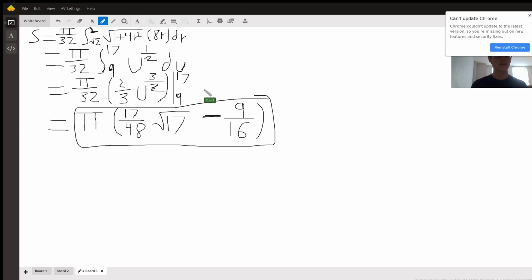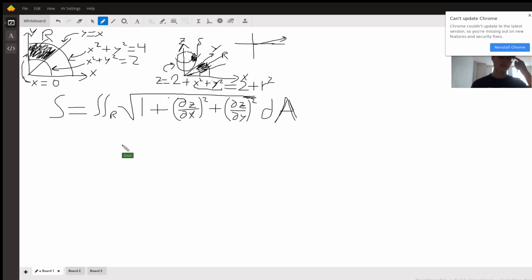And now evaluating at the endpoints, we end up with pi times 17/48 root 17 minus 9/16, which is as simplified as it can be because the fractions are all simplified, root 17 is irrational, and pi is transcendental. There's no way we can combine pi with the square roots. So it's certainly an ugly answer, but the method has very general applicability.